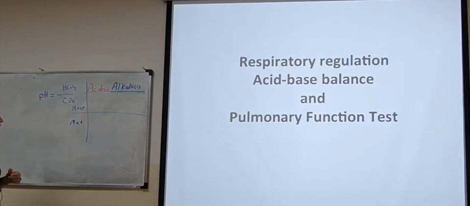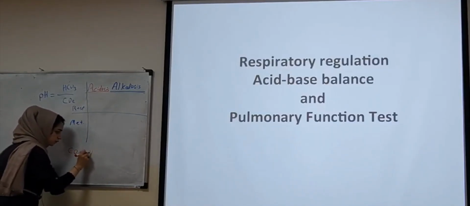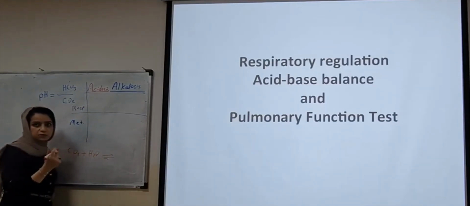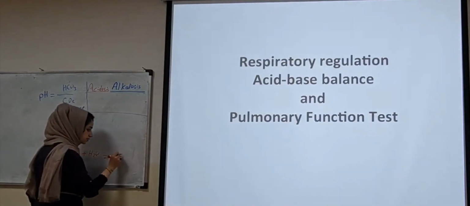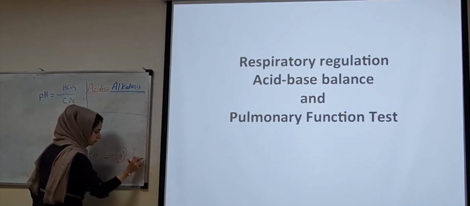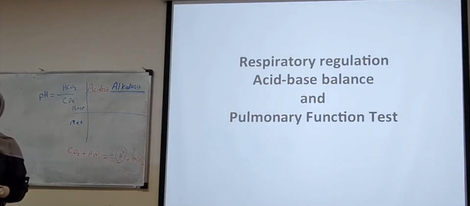Increasing H. And you know this equation of the CO2 and H2O: when CO2 is combined with H2O, it will cause formation of H2CO3, and later H2CO3 dissociates in order to form H, which is proton and acid, and HCO3. So increasing proton will cause acidosis. Increasing in the proton more than normal will lead to acidosis.